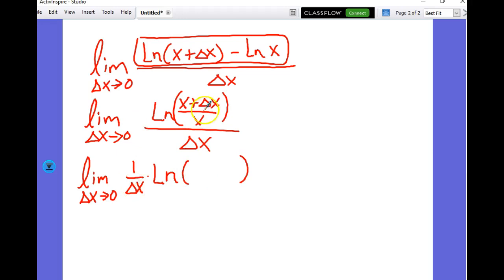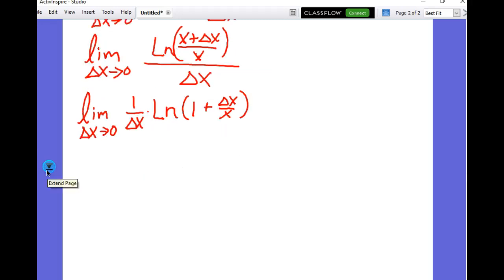And on the inside, I'm also going to simplify this a little bit. If I divide the x into the x, I get 1. And if I divide the x into the delta x, I end up with delta x over x. So now what was the point of moving this delta x over here to the side? Well, now it's a multiplier, and I can apply another log rule. The log rule I want to apply is the one that says I can take this multiplier and make it an exponent. So I have the following.